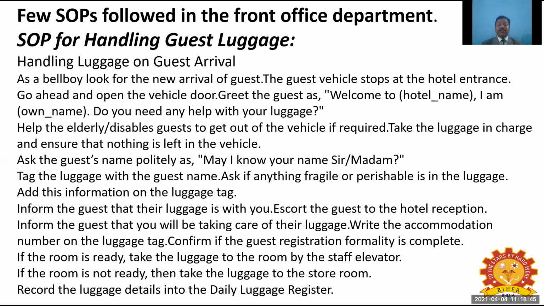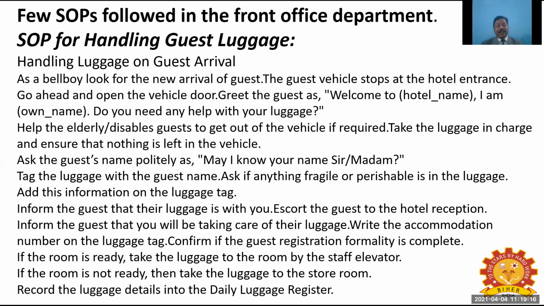What is the information? If there is something fragile like glass, or a perishable food item in the luggage, you have to write fragile item, handle with care, HWC. Or if there is a fruit which is perishable, then you have to write perishable item, handle with care. Like that, you need to mention. Inform the guest that the luggage is with you. Escort the guest to the hotel reception. Inform the guest that you will be taking care of their luggage.